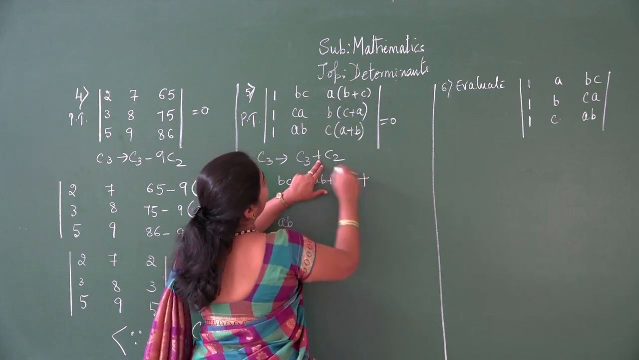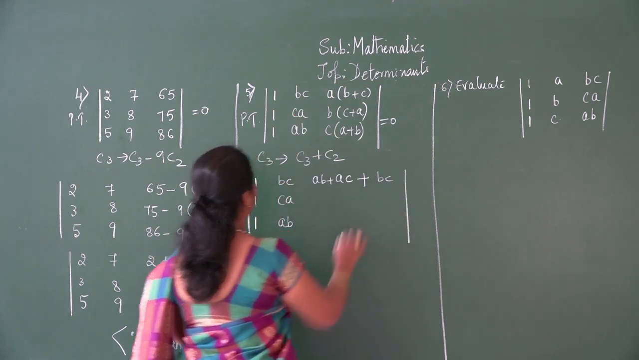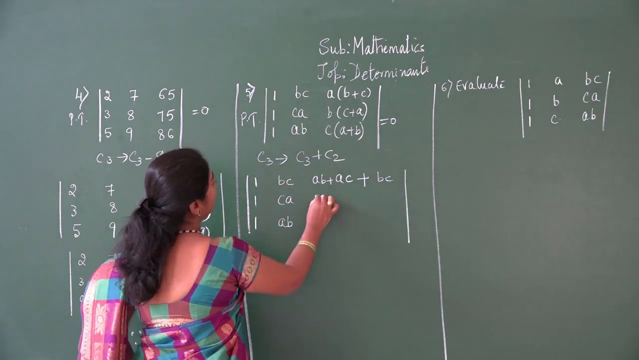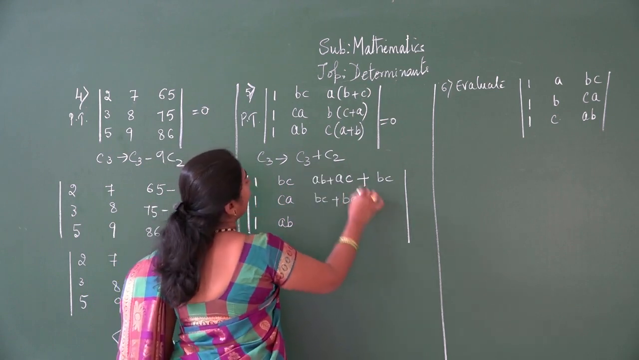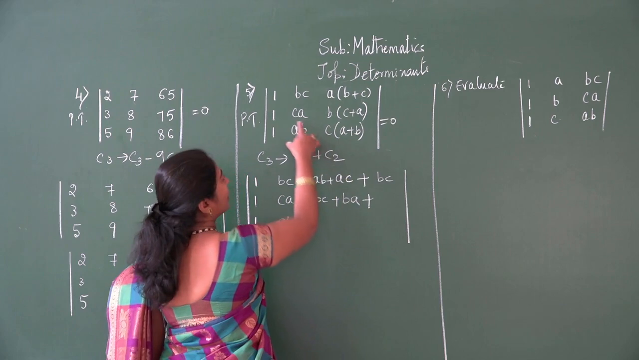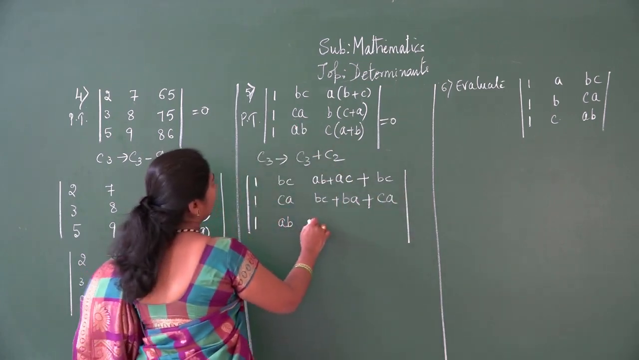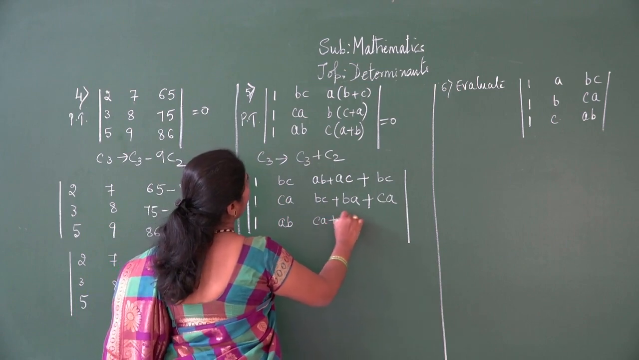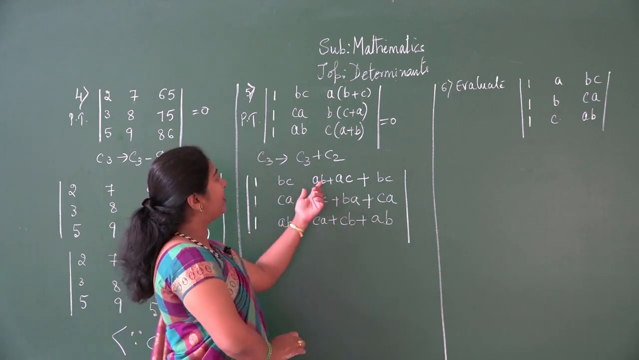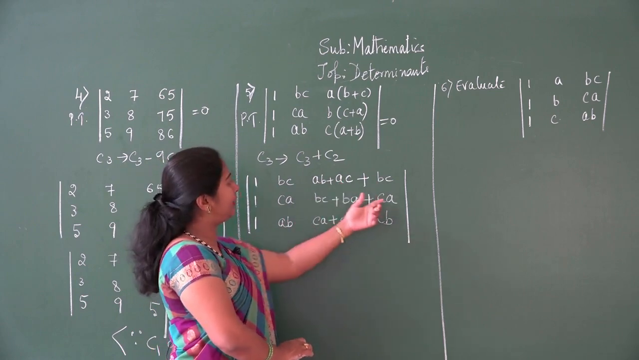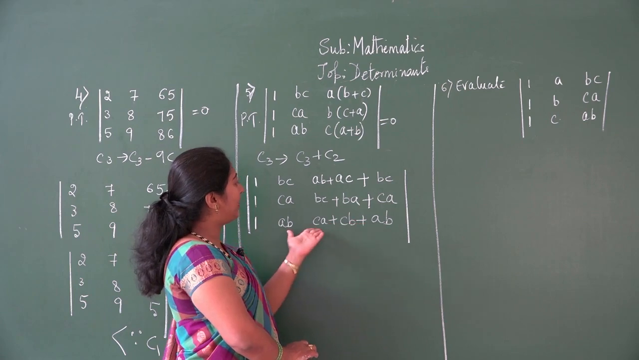I am supposed to add with which column? Column 2. What is column 2? BC. Similarly, what will be the term here? BC plus BA. This is column 3. The operation is addition; I am supposed to add with column 2, that is CA. Similarly, CA plus CB plus AB. Can we observe here AB, BC, CA? Similarly, AB plus BC plus CA, and the third term AB plus BC plus CA.